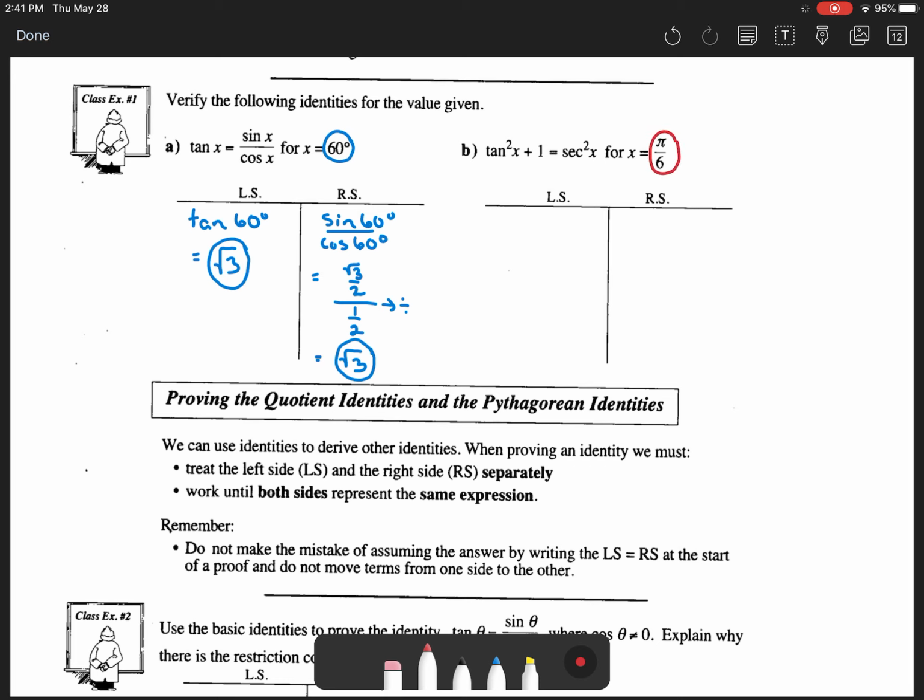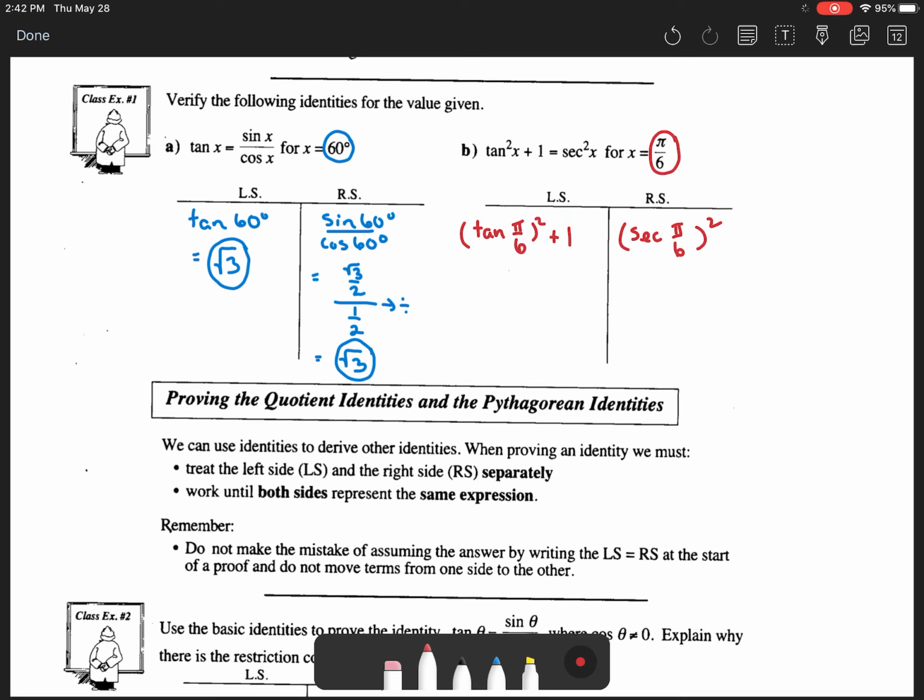Now B is similar, obviously different trig ratios, and this time they give me my angle in radian measure, pi over 6. So when I go to the left-hand side, this is going to be the tangent of pi over 6, and I'm going to square that value. Remember, tan squared of x is the same as tan of x squared. And then I'm going to add 1. There's the left-hand side. The right-hand side is simply secant of pi over 6 all squared. So I've substituted the value of pi over 6 in for x on both sides.